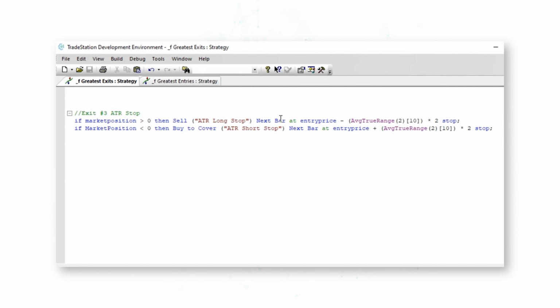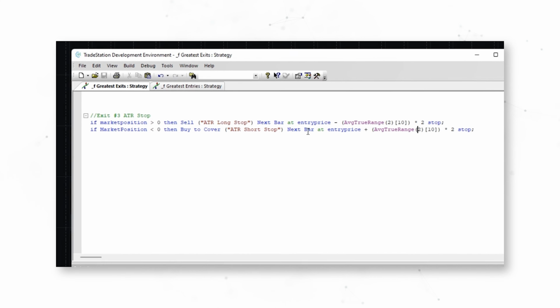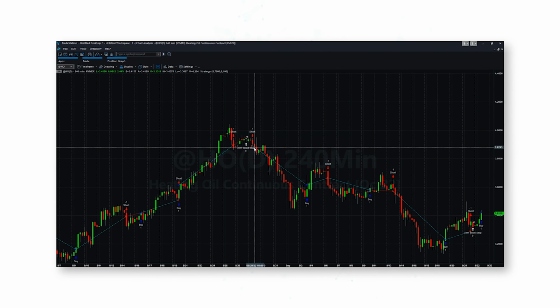So effectively, if you're long and the market starts dropping, you hop out. If you're short and the market starts rising, you also hop out of your position. And if we add this to a heating oil 240-minute bar chart, we can see how this works. Here you've established a short position, the market starts moving higher, you stop out, you get into a short position again when momentum starts breaking lower, it's a successful trade.